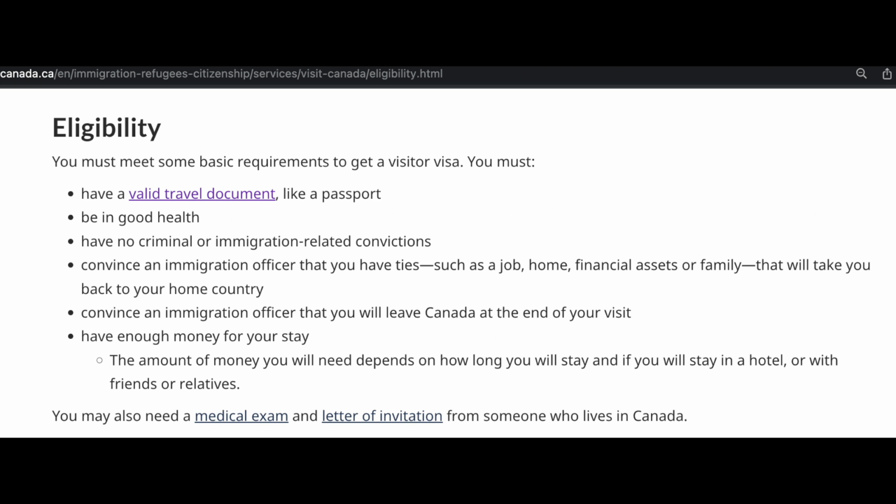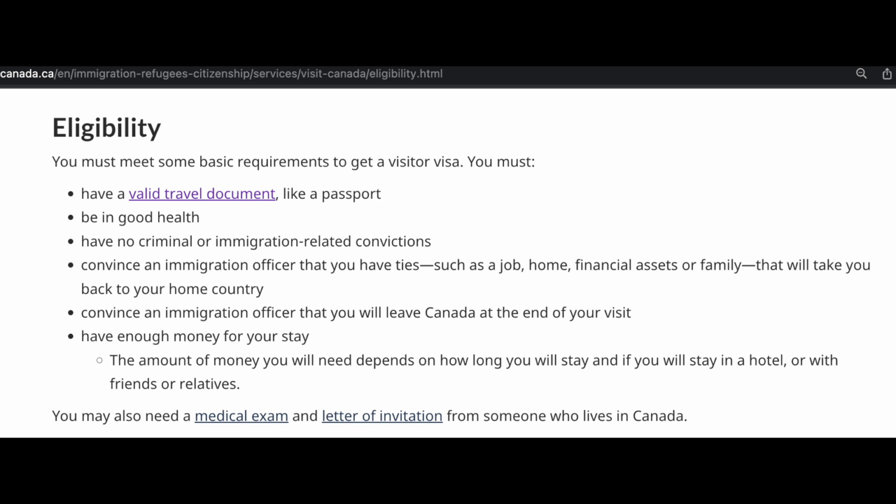Then you should also be able to prove that you have enough money for your stay. Now this depends on situation to situation. The amount of money that you will need will depend on whether you're coming here as a tourist to stay with family, or if you are coming here as a tourist but you are going to stay in a hotel. So that amount really depends on your situation. So you should be able to show that you have enough money for your stay depending on your situation.